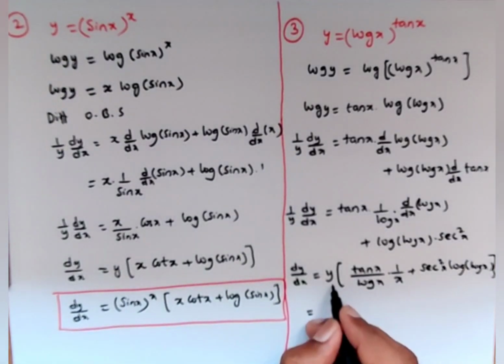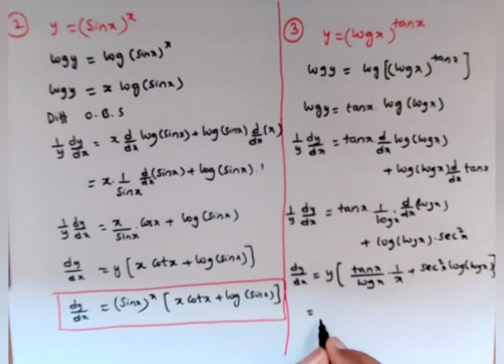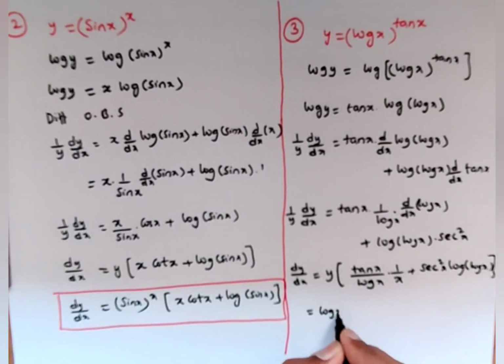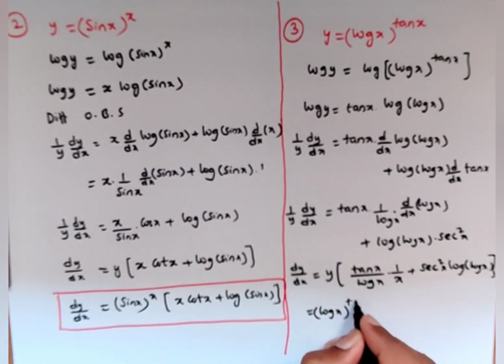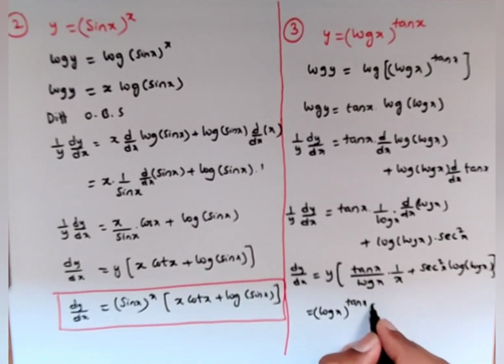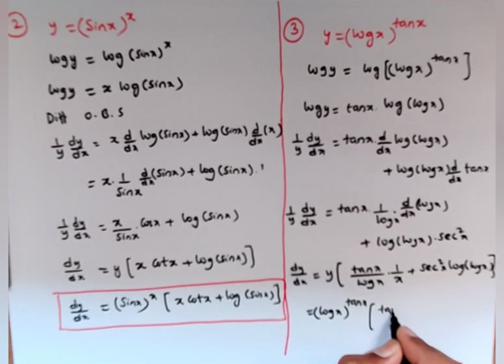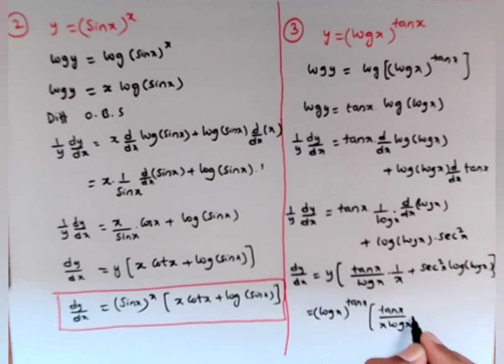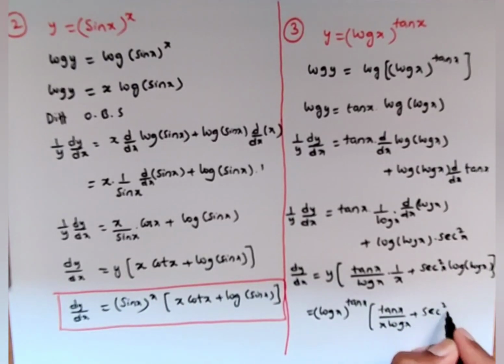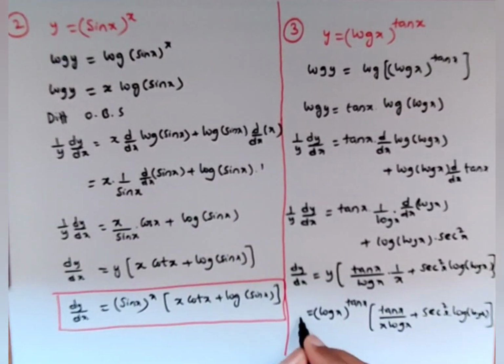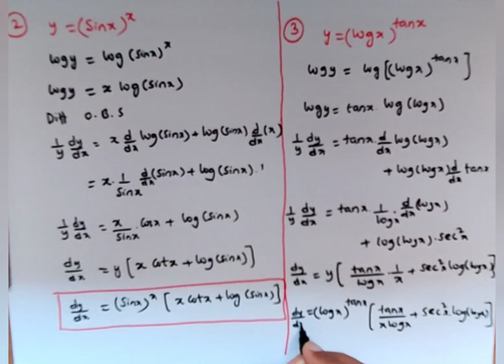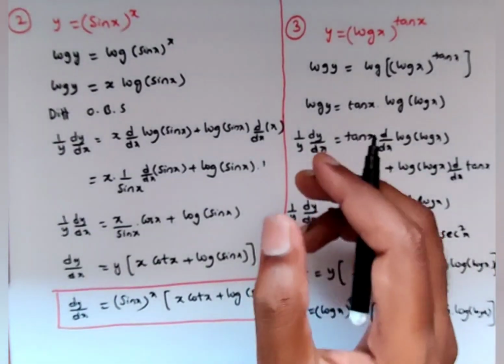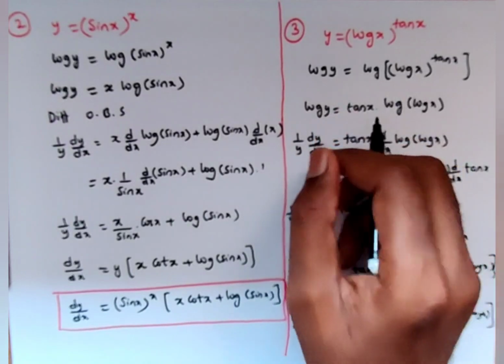So finally, replace y with the given value. y means log x to the power of tan x, into tan x by x log x plus secant square x into log of log x. So this is the derivative of the given function, that is y equals log x to the power of tan x.